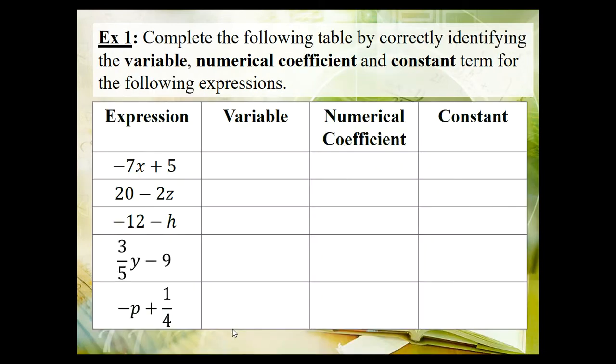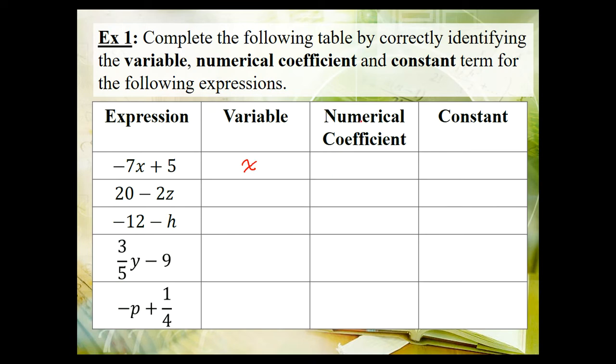Okay, let's look at a bunch of different expressions in this example and try to identify what the variable, numerical coefficient and the constant term would be for all of them. The first one I have is the expression negative 7x plus 5. Now, the easiest thing to identify in an expression is hands down the variable, because the variable is just going to be represented by a letter of the alphabet or a letter of the Greek alphabet. So in this case, negative 7x plus 5, the variable would be x.